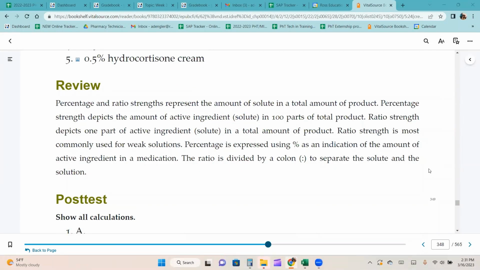Percentage and ratio strength represent the amount of solute in a total amount of product. Percentage strength depicts the amount of active ingredient in 100 parts of total product. Ratio strength depicts 1 part of an active ingredient in a total amount of product. Ratio strength is most commonly used for weak solutions. Percentage is expressed using percent as an indication of the amount of active ingredient in a medication, and the ratio is divided by a colon to separate the solute in the solution.